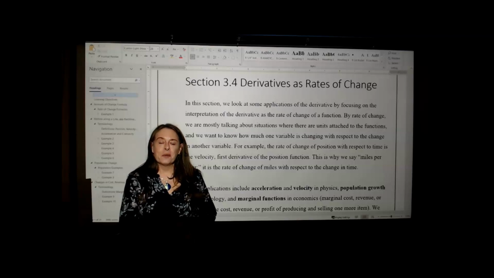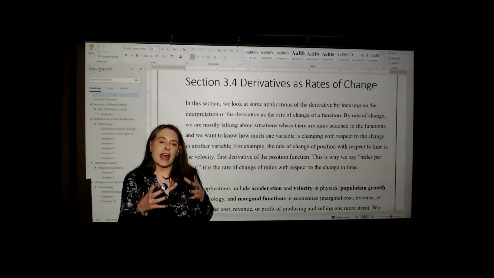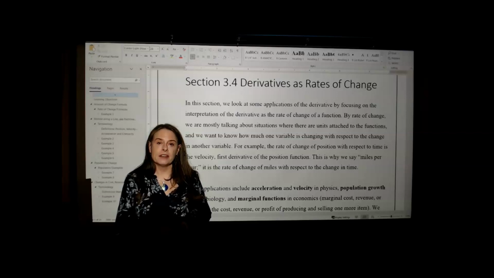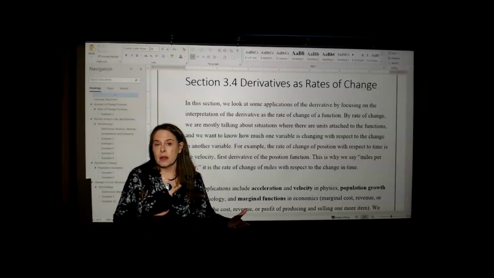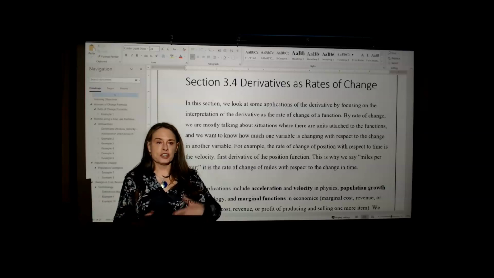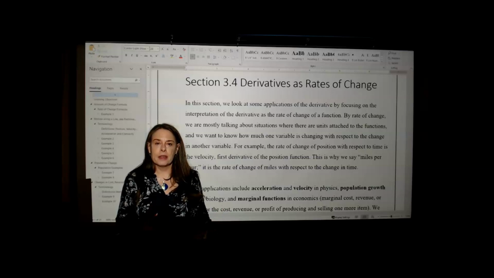In this video, we're going to be taking a look at the derivative as a rate of change. When we think of the derivative as a rate of change, we generally think of situations where there are units attached to the variables involved in the application. This mostly means modeling real-world situations, such as change in population or a change in profit or change in cost of producing some particular item.